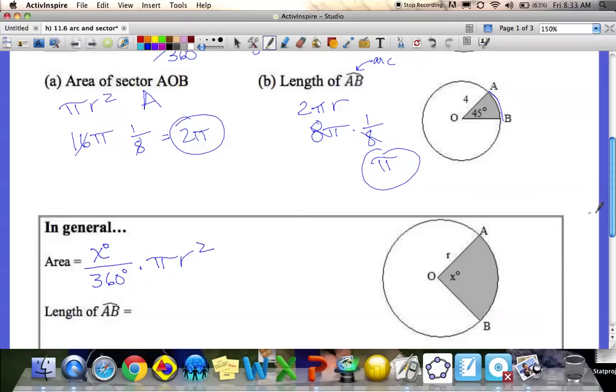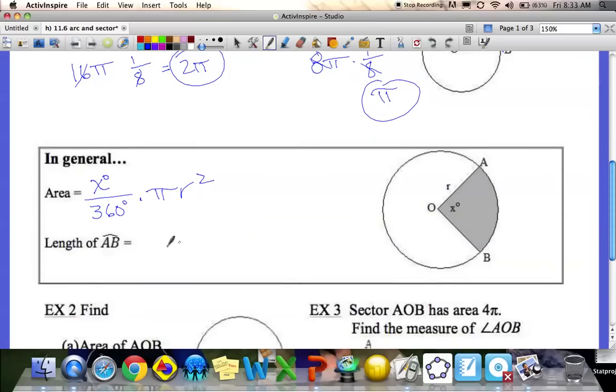The length of arc AB is the fraction of the total circle, which is x over 360. You don't really have to have the degree mark because the degree marks cancel. Times 2 pi r. So this is the fraction of the circle times the area of the whole thing, and the fraction of the circle times the circumference of the entire circle.